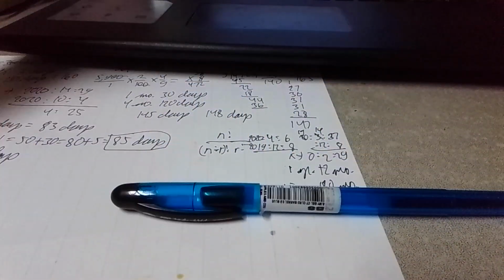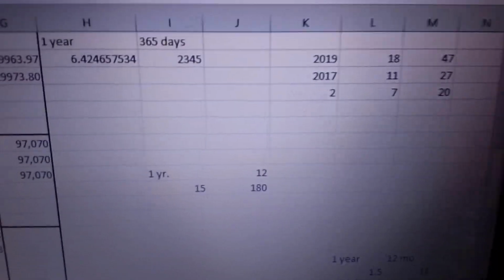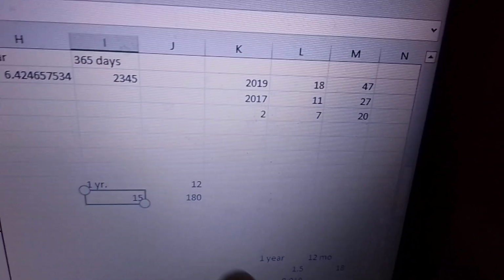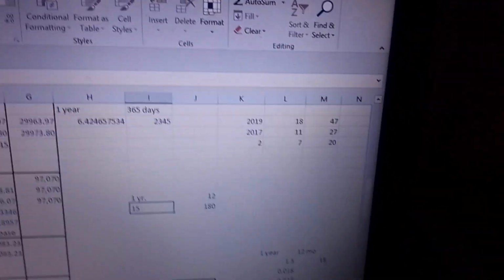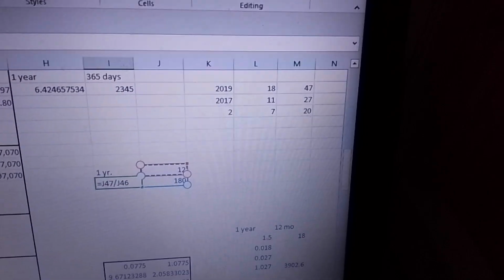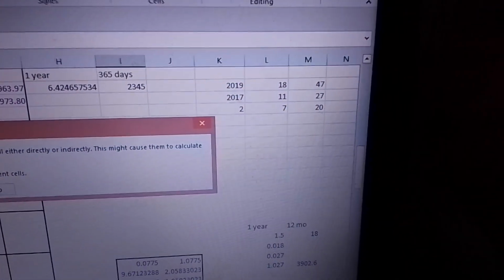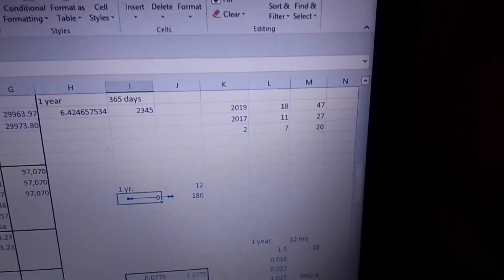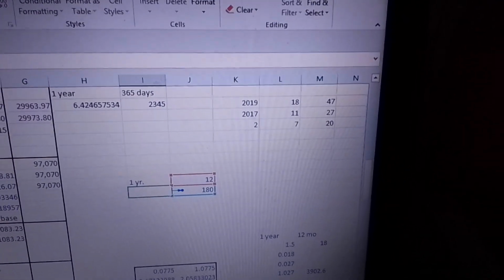When you type this on Excel, 1 year's worth 12 months, but 180 divided by 12, I did 15. To verify if this is true, 180 divided by 12, and you should get... wait a moment.